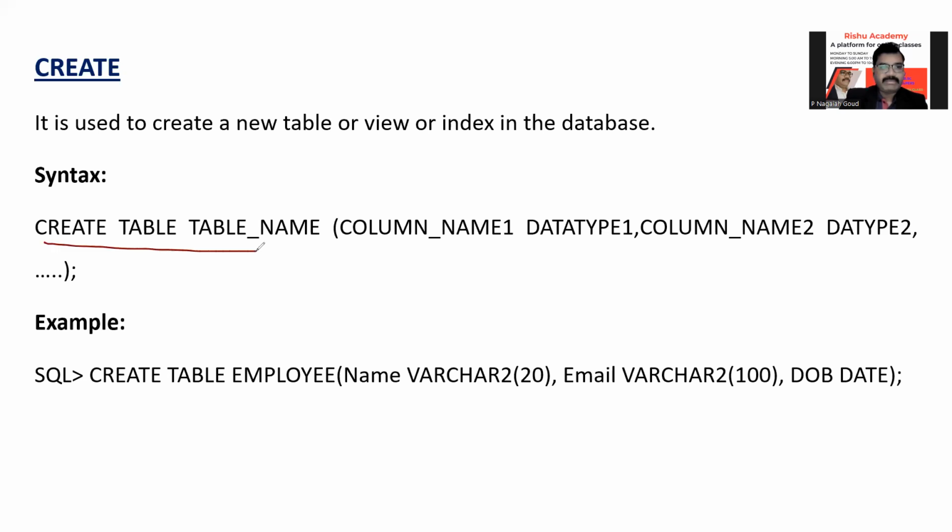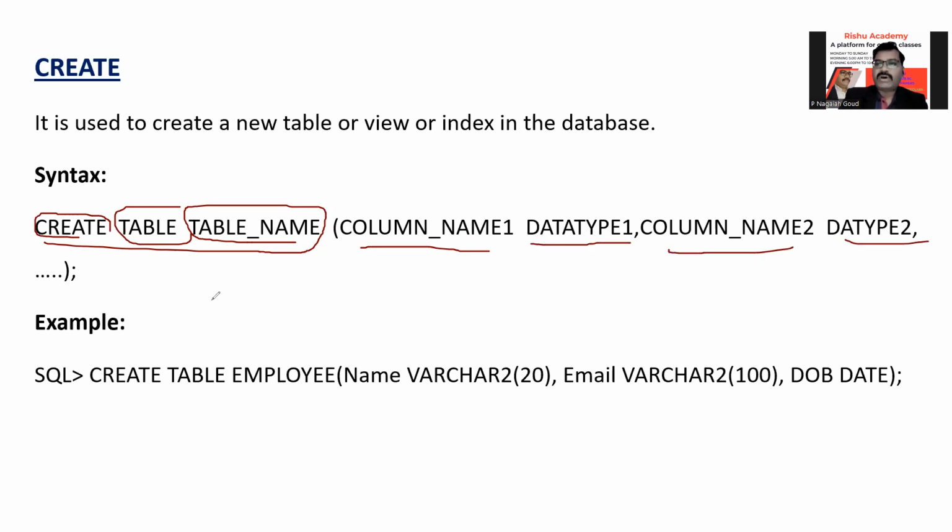Create table, table name. This is the table name, user defined word. These two are the keywords. Create and table are the two keywords. Create table, table name, and first column name. Column name here is attribute name. First attribute name, data type, second column name, data type, and so on. Nth column name, data type. Example here, look at the syntax and example.